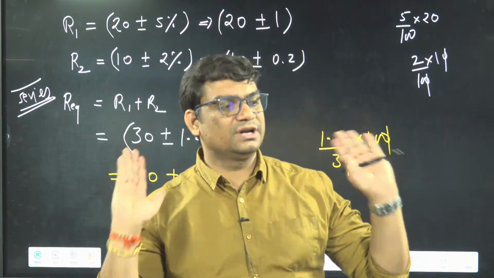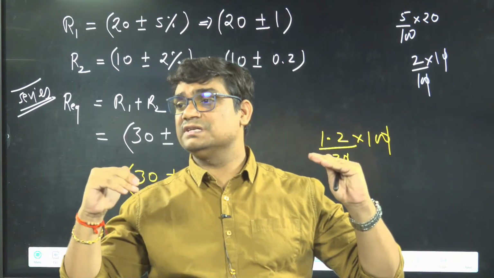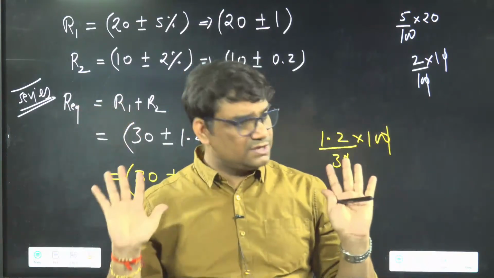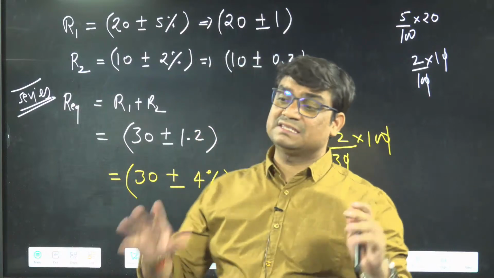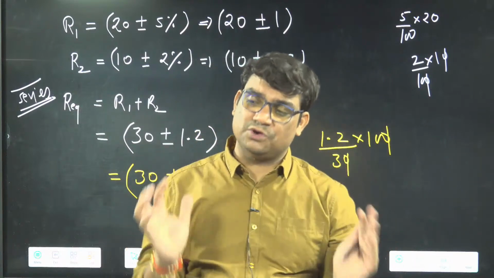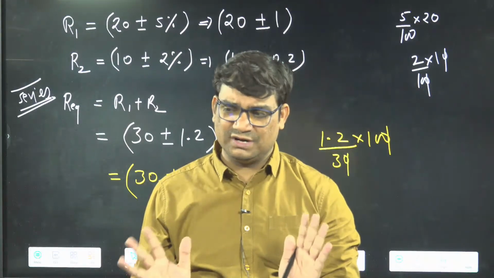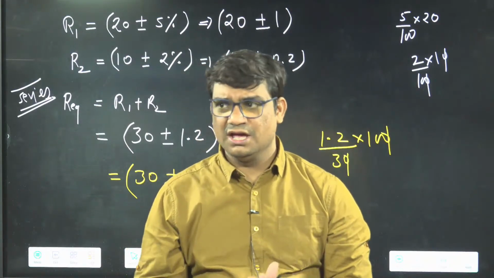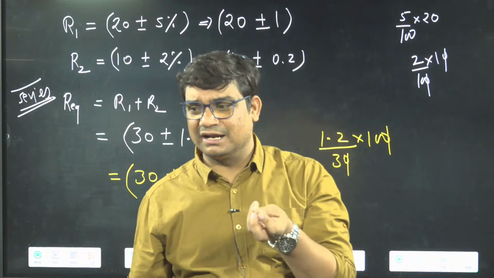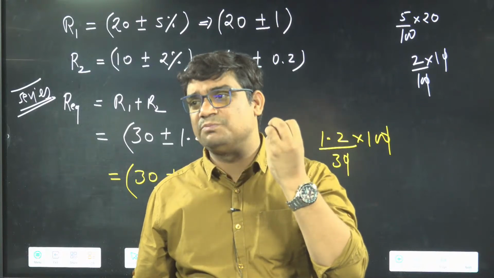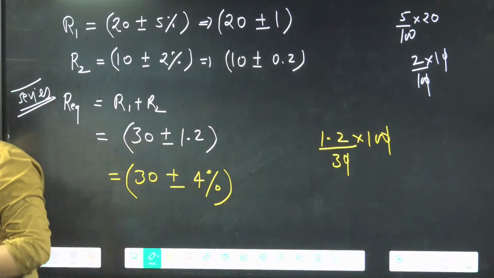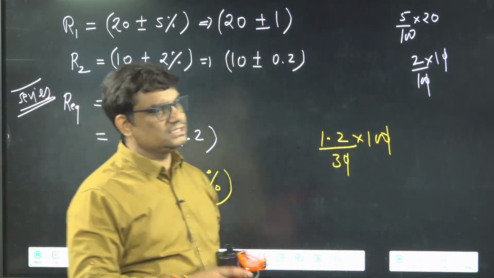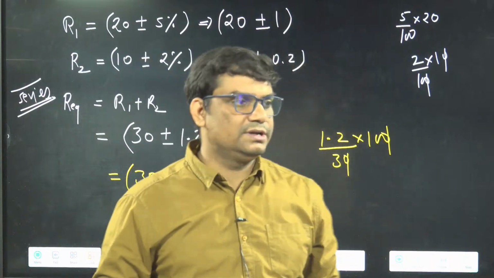So what is the meaning of tolerance for us? Tolerance means possible error. You can write: tolerance means error. And whenever I say error, it means the maximum possible error. I don't talk about the minimum error, I always talk about the maximum possible error. Tolerance means error.